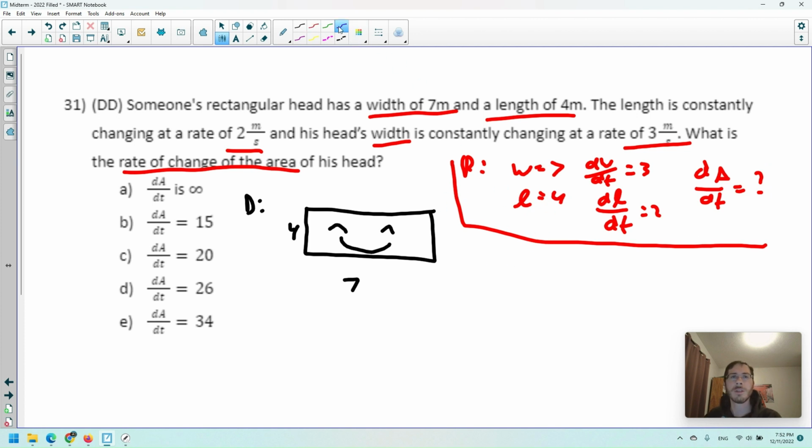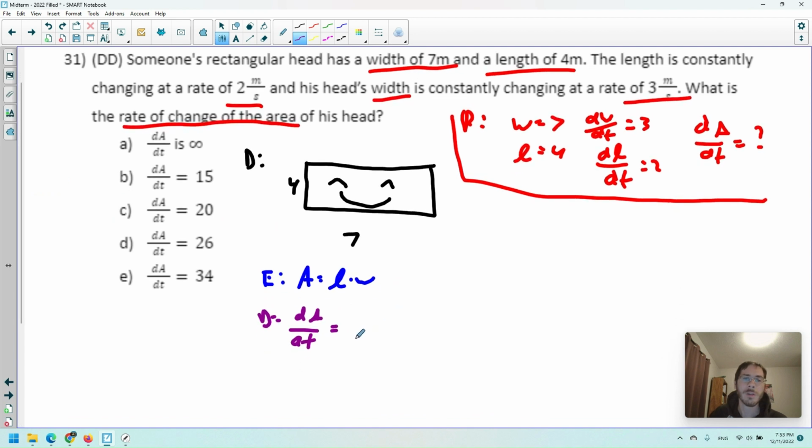Nice, it's a rectangle. So the equation step is going to be, we're finding area. So area is equal to length times width. We'll take our derivative next. dA/dt is equal to, and since we're multiplying here, this is a product rule. So we have to use the product rule on this one. So first times the derivative of the second plus the second times the derivative of the first, dL/dt.